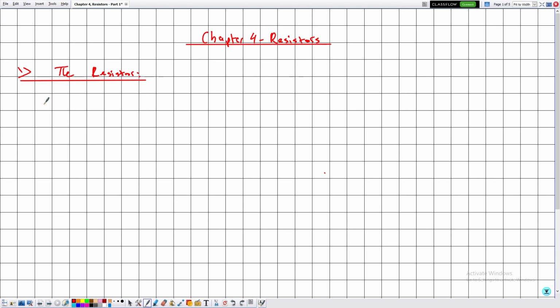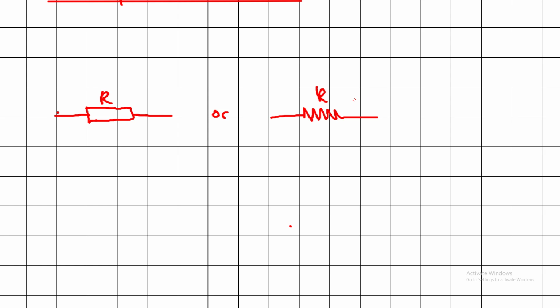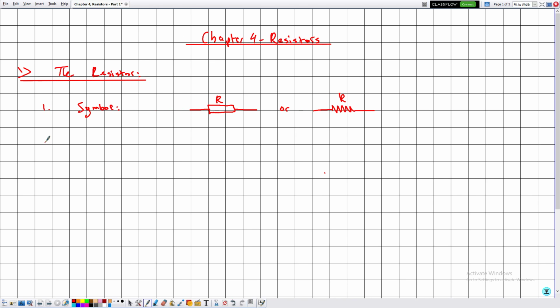Then idea number 1 is the symbol. The symbol of the resistor is given by this, or even this. Okay, so as we can notice, the resistor is made up of two terminals, and these terminals are identical. We don't distinguish between the positive pole and the negative pole.